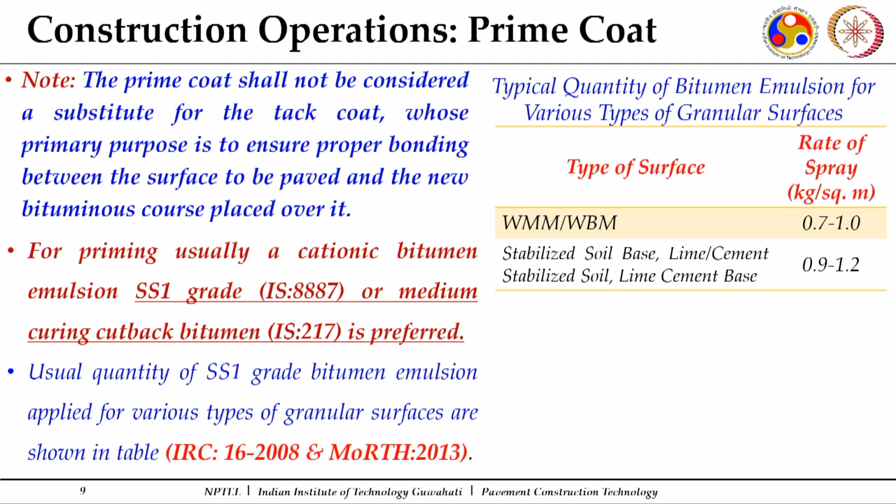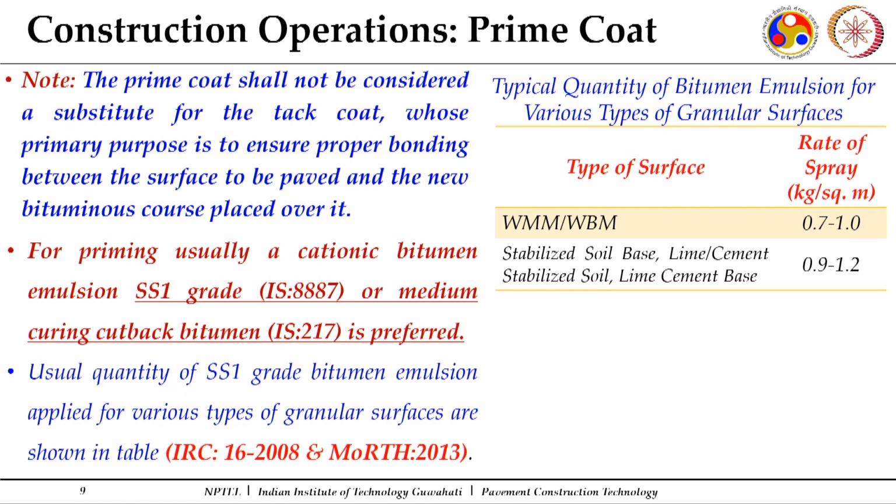It should not happen that if some application of prime coat was done a few days back, and then I go for a bituminous layer, because if time has passed, then this prime coat alone will not serve the purpose. You have to go for an application of tack coat, and this tack coat will ensure a bond between the overlying courses and your existing surface which you have prepared with the prime coat.